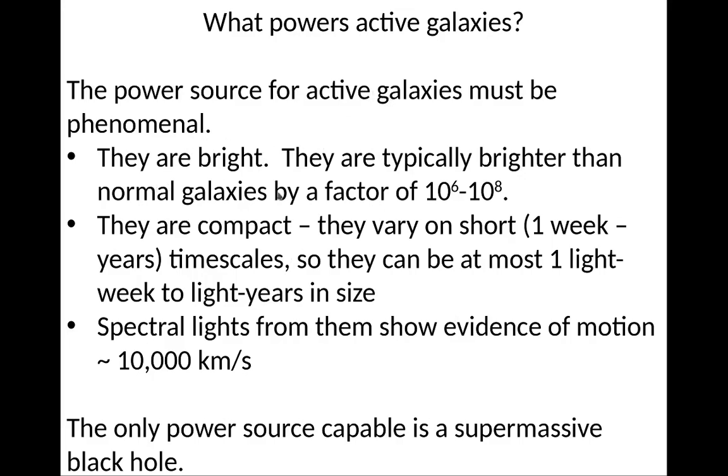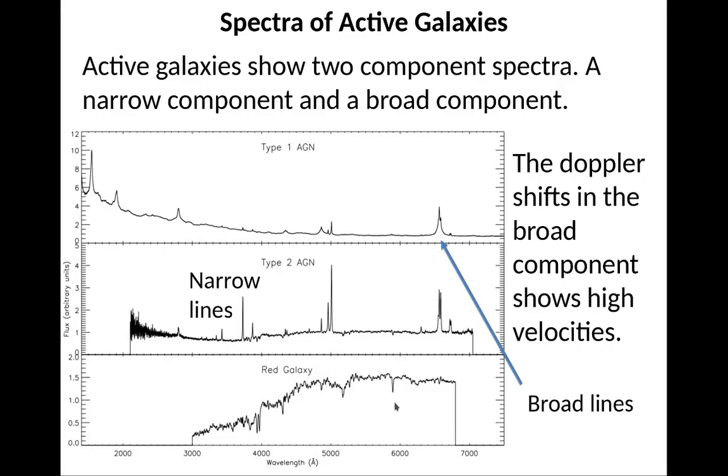They're going to be much brighter than normal by a factor of 1 million to 100 million. They're compact. They vary on very short time scales, 1 week to 1 year. So at most, it can be basically about 1 light week or 1 light year in size. And spectral lines are going to show evidence of motion of 10,000 kilometers a second. So the only power source matching all these things is a supermassive black hole.